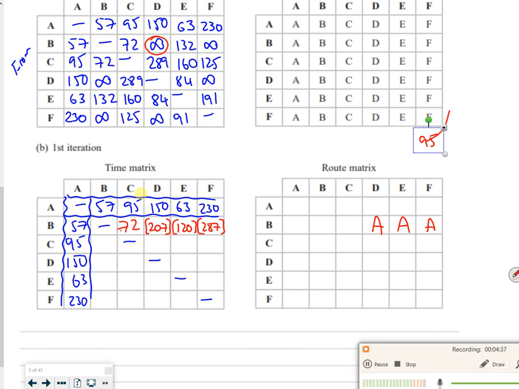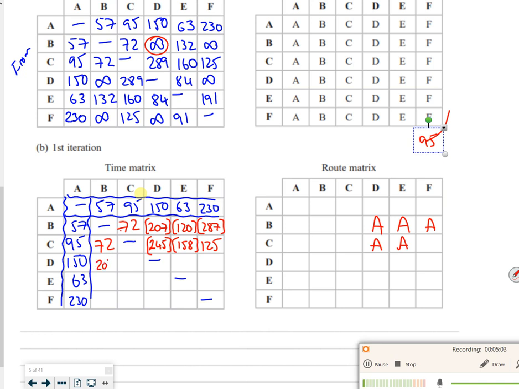Wow, really nice. So I've got 72, that didn't change. I've got here a 245, so that's smaller than 289, so that one there is going to get an A. Then I've got a 158, which is smaller than the 160, so that gets an A. And then I've got 125, so that stays the same. I'm so careful writing these down.